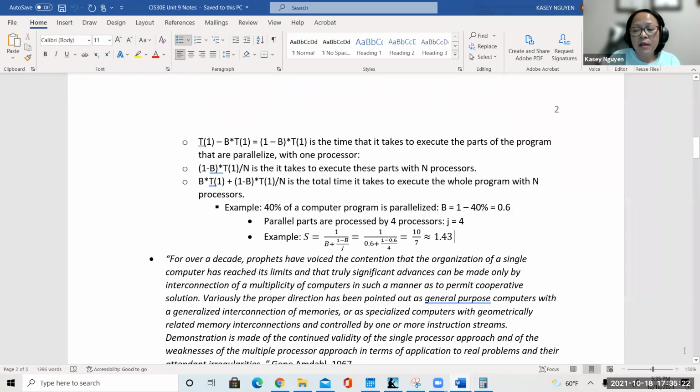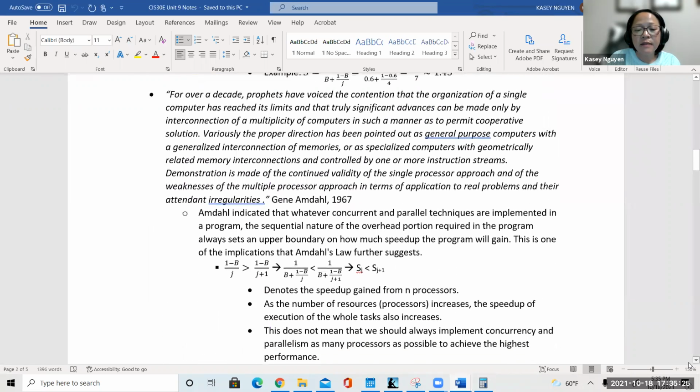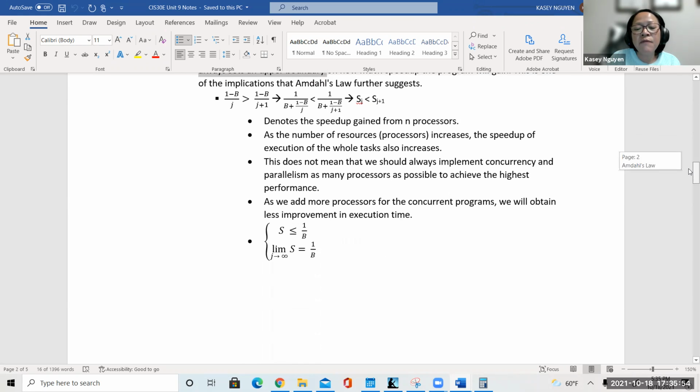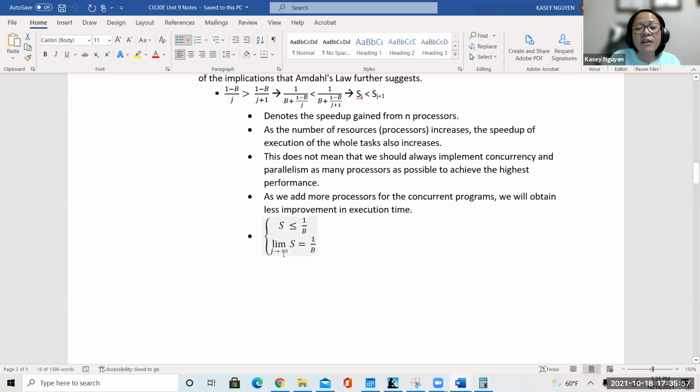So based on this, it talks about how much speed you can actually gain. There is an upper boundary, which is going to be the sequential part of your program. The sequential nature of the overhead sets the upper boundary. Okay. You have a limit in that even though your cores can be infinite, your sequential performance is going to be the limit of your program.